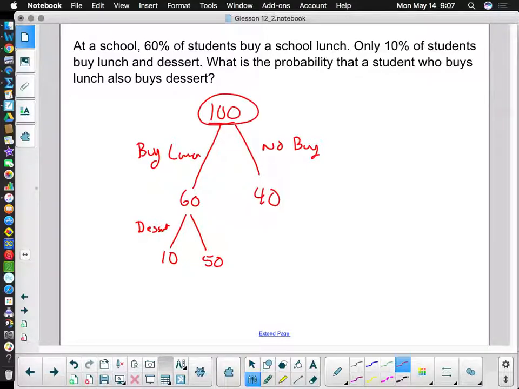What is the probability that a student who buys lunch also buys dessert? Well, we know that 60 people bought lunch, and 10 of those people bought dessert, so 10 out of 60, or 1/6. So we can model it just using numbers.